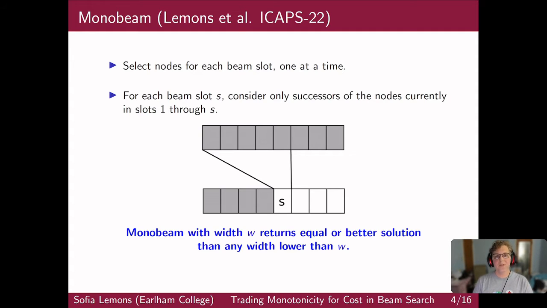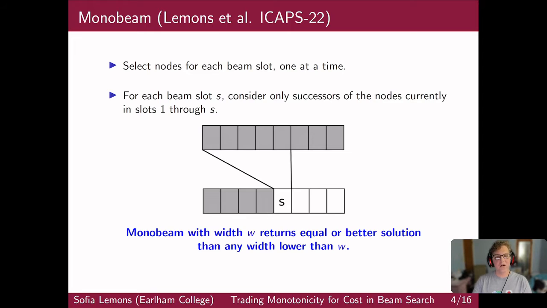So for each beam slot S, we consider only the successors of the nodes currently in slots 1 through S when selecting nodes to keep for the next level of the search. So when choosing for slot 1, we would find the successors of the node currently in slot 1 and choose only among them. Then we would retain whichever successors were not selected and expand the node in slot 2 to gather its successors. And for slot 2 at the next level, we would select among only the successors from slot 1 and 2.